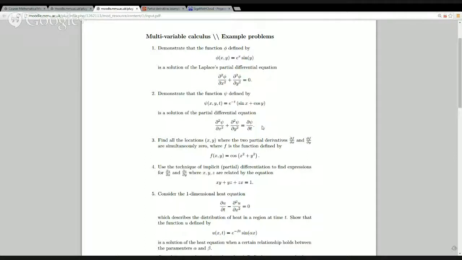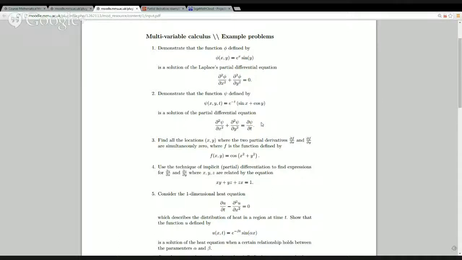And this other equation here, this time with the function psi, the Greek letter psi. So this is a function of three variables, x, y, and t. It's e to the minus t times sine of x plus cosine y. Again, verify that that's a solution of that partial differential equation. So you can work out the derivatives mentioned there and demonstrate that the two sides of the equation hold.